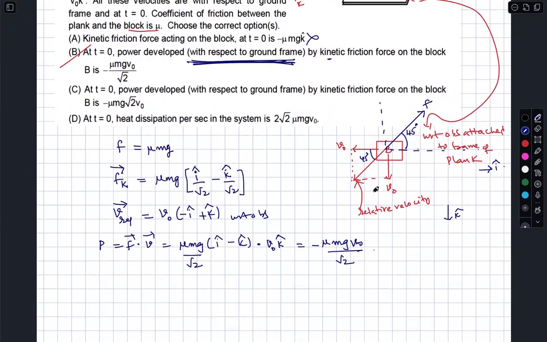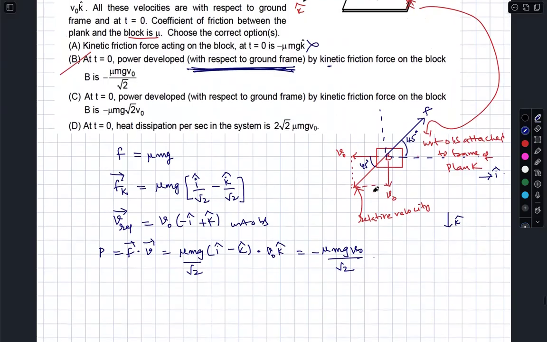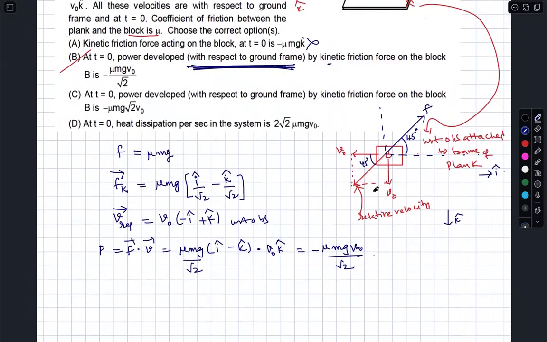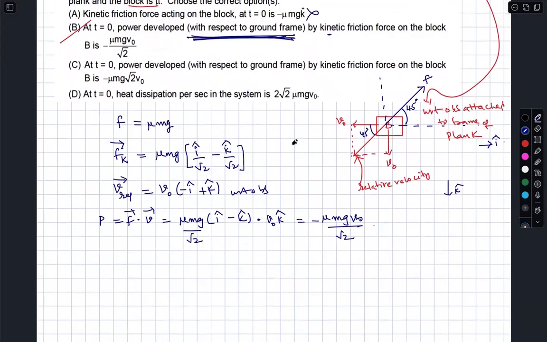At t equal to 0, heat dissipated per second in the system. Whatever B is your answer, that should be the case for D actually. So how can B and D be two different things? Got the point? So actually, at t equal to 0, the power developed with respect to the ground frame by the kinetic frictional force on the block B is this, the correct answer. When you said B is correct, D cannot be correct.